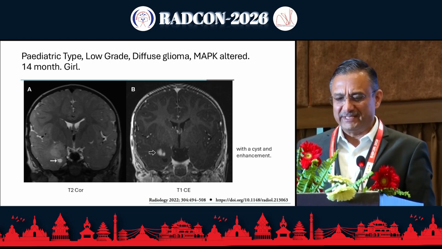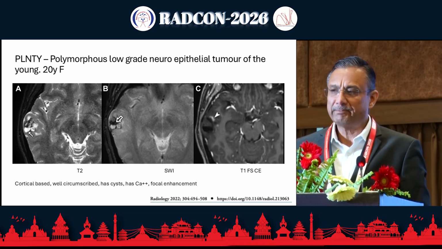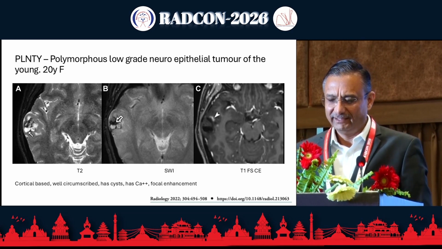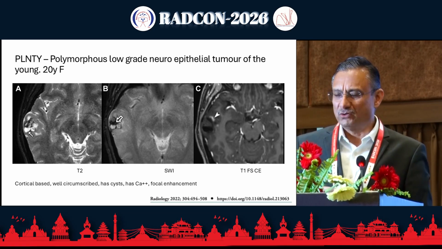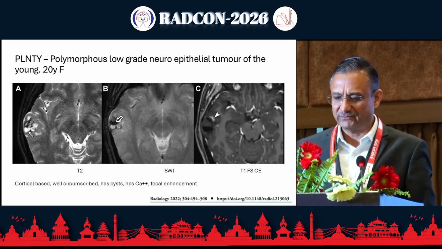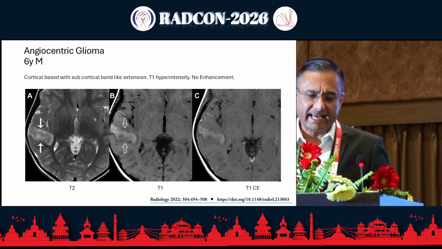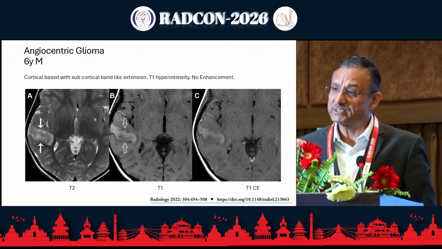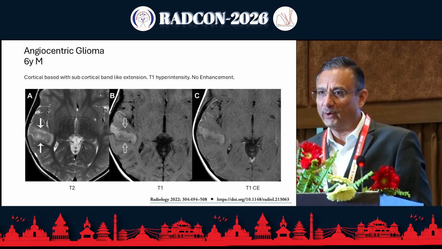There is another new term which has come up, polymorphous low-grade neuroepithelial tumor of the young, PLNTY. In this, what you have are circumscribed small cysts and calcification, cortical based. So if you have this tumor, this is a PLNTY. This is a signature image of this. Another signature image is an angiocentric glioma. In this, what you see is a band kind of a thing going towards the center.